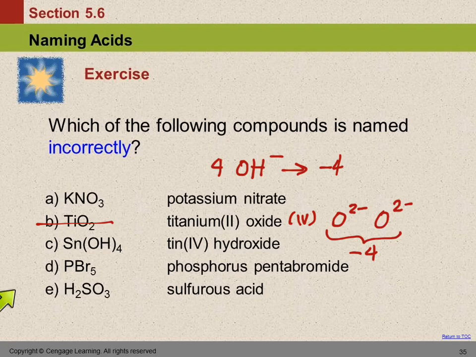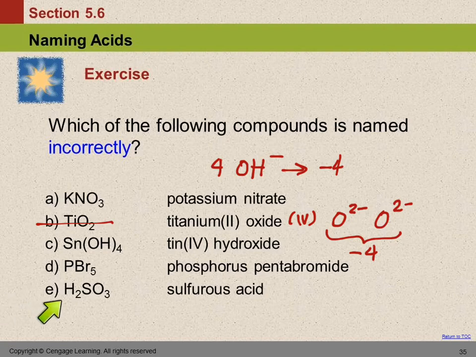Let's look at letter D. PBr5. Okay, look at the first element, phosphorus. Metal or non-metal? Non-metal. So non-metal and non-metal, this is going to be where we use prefixes. So we've got 1 phosphorus, so we've got phosphorus there. And then there's 5 bromines. Is penta the right prefix? Yeah. Penta, bromide, and they remember to change the ending to "ide." It's not pentabromine, it's pentabromide. So that name is also correct.